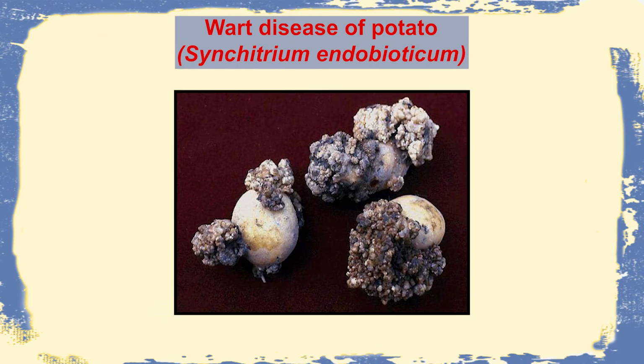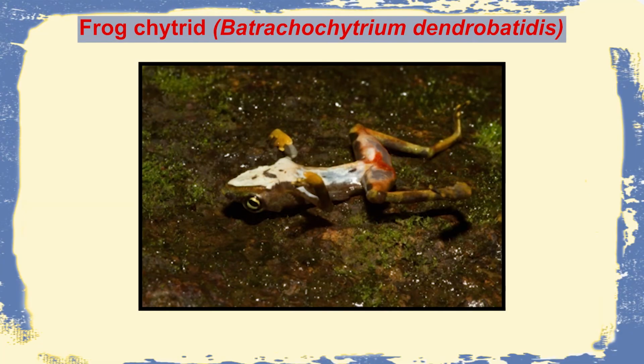As I was telling, it causes the wart disease of potato, that is the Synchytrium endobioticum, and this type of growth present in potato tuber is called hyperplastic growth. And this is interesting, the same fungi can also cause fish infection or destroy fishes. They can also cause infection to frog or amphibia, and the name frog chytrid is given to Batrachochytrium because they destroy frog.